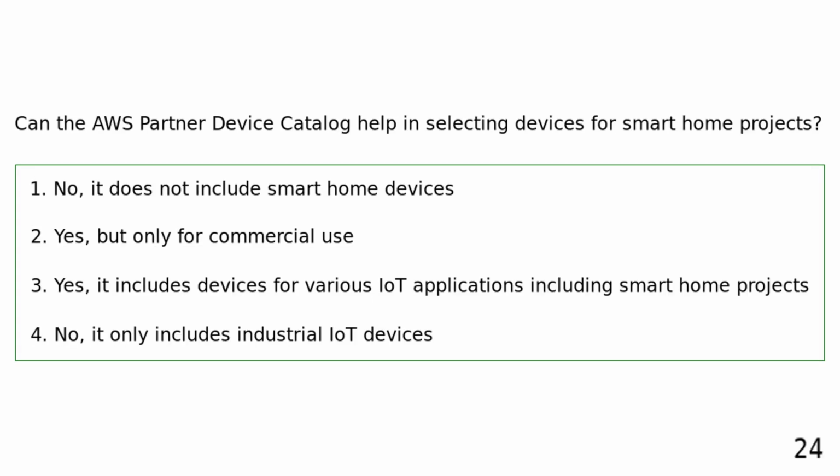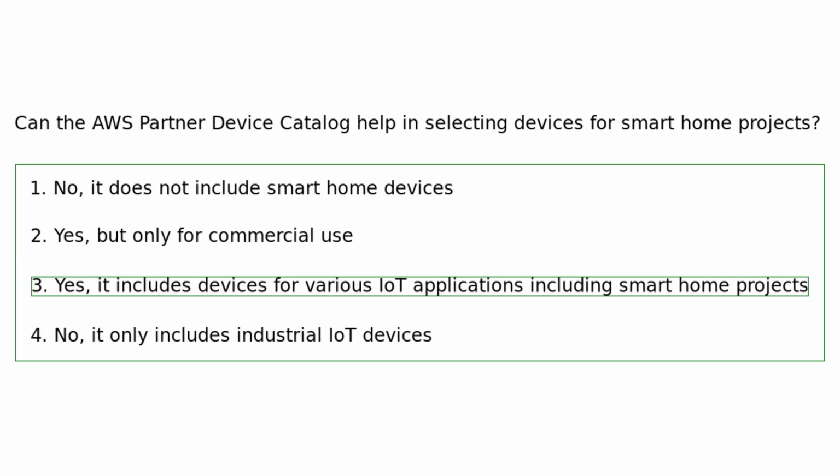Can the AWS Partner Device Catalog help in selecting devices for smart home projects? No, it does not include smart home devices. Yes, but only for commercial use. Yes, it includes devices for various IoT applications including smart home projects. No, it only includes industrial IoT devices. The catalog includes devices for various IoT applications, including smart home projects.